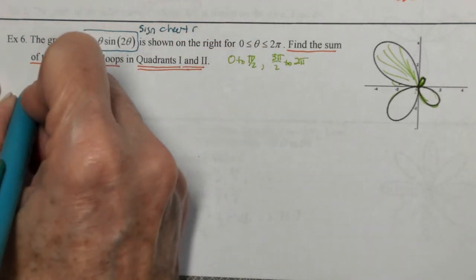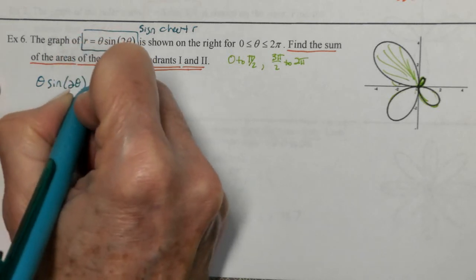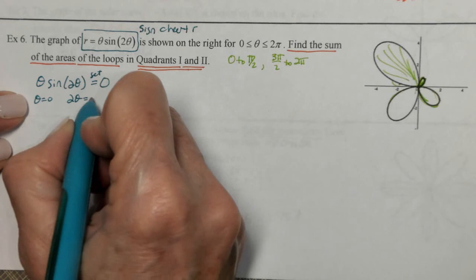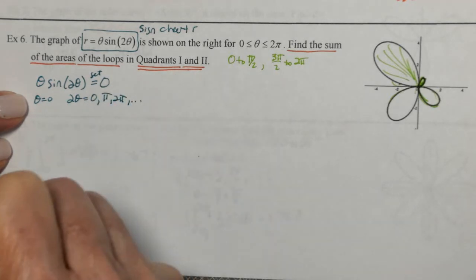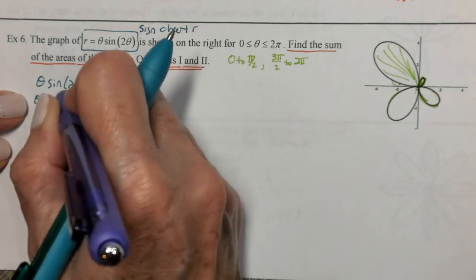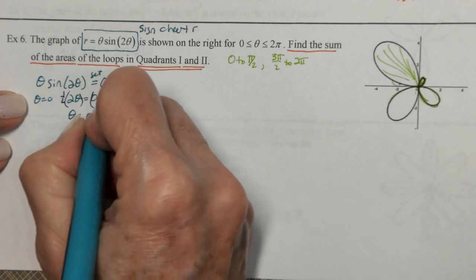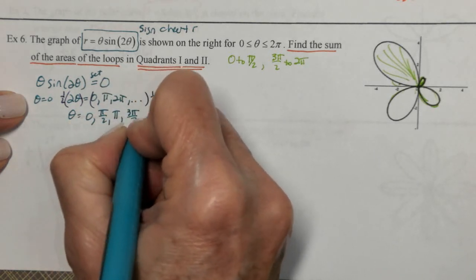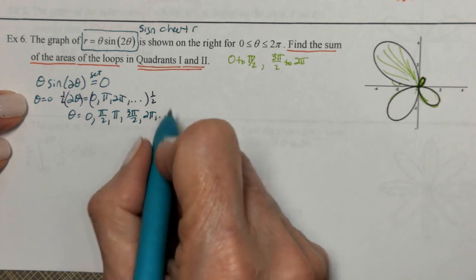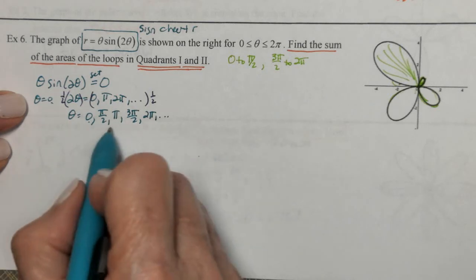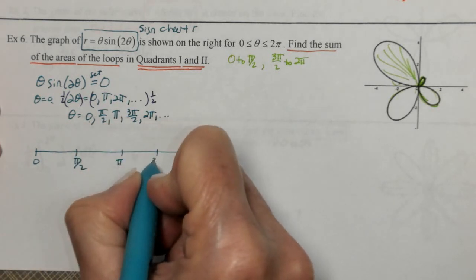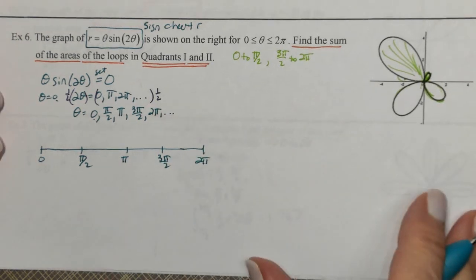Okay? So theta sine of 2 theta, setting that equal to 0. Theta might be 0, or 2 theta might be 0, pi, 2 pi, 3 pi, 4 pi, etc. Multiply both sides by 1/2, and theta is 0, pi over 2, pi, 3 pi over 2, 2 pi, etc. I only went to 2 pi because I know I'm stopping at 2 pi. So this 0 is already here, so these are my theta values where R is 0: 0, pi over 2, pi, 3 pi over 2, and 2 pi.